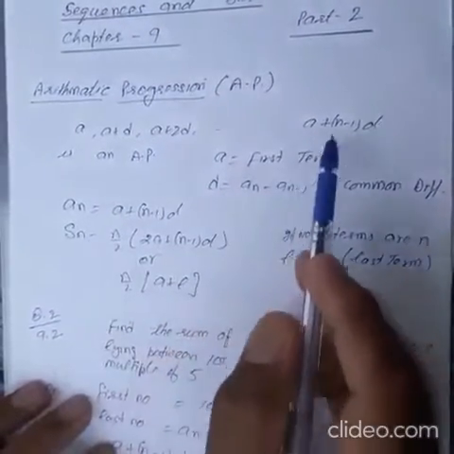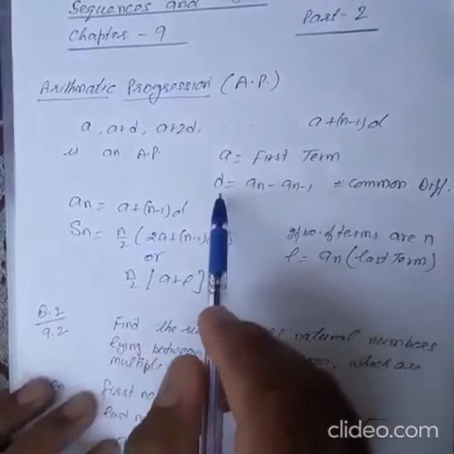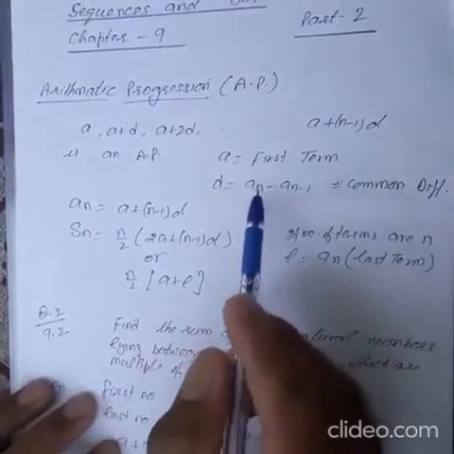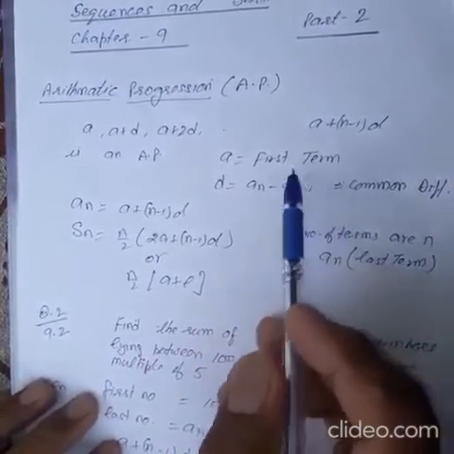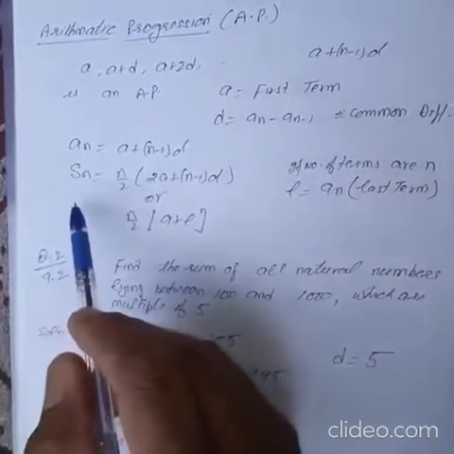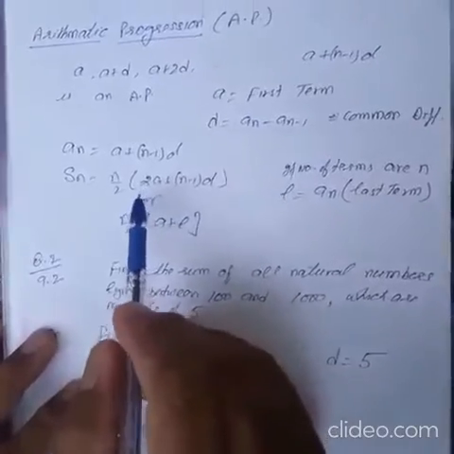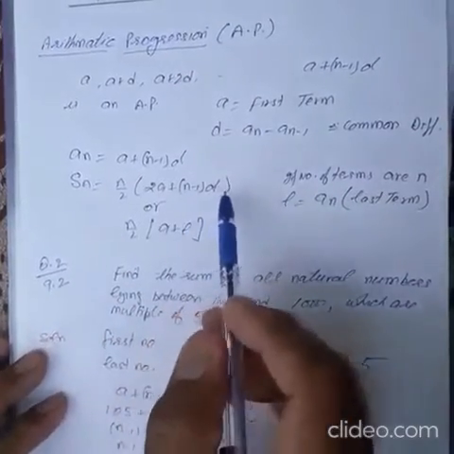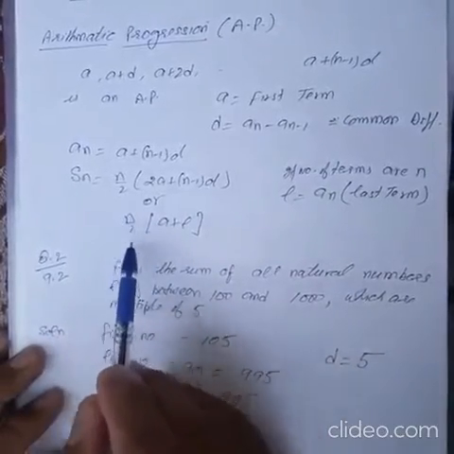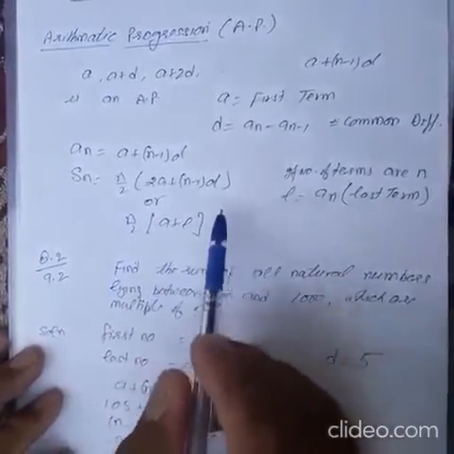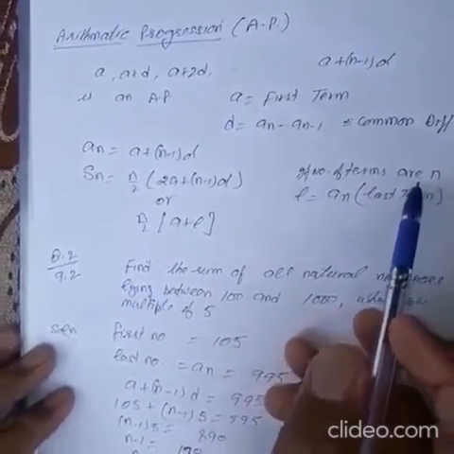Now the nth term, that is A plus (n minus 1) into D, where D is the common difference that can be calculated using A2 minus A1. Then the sum of n terms, that is n by 2 into (2A plus (n minus 1) into D). The sum of n terms can also be calculated using the formula n by 2 into (A plus L), where L is the last term or nth term if the number of terms is n.